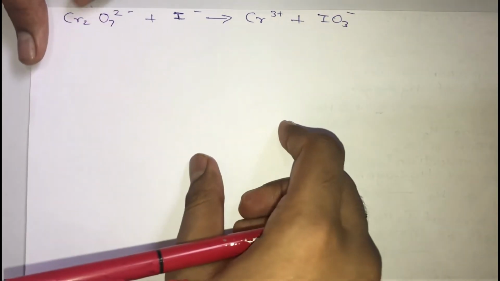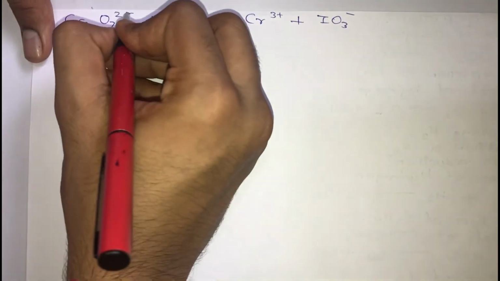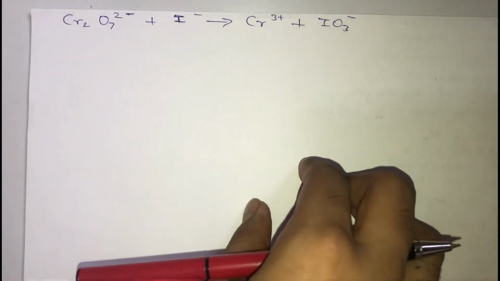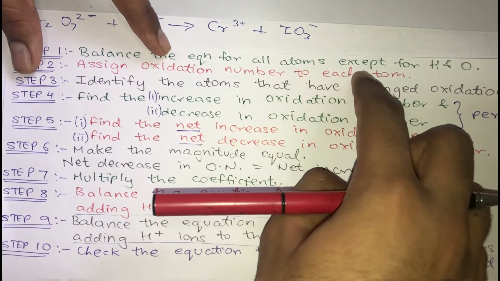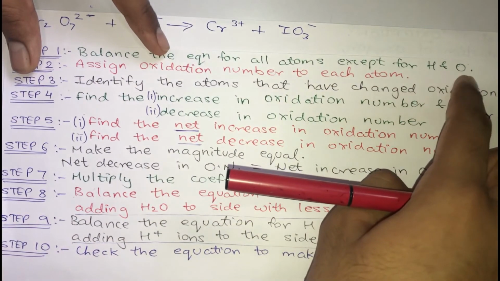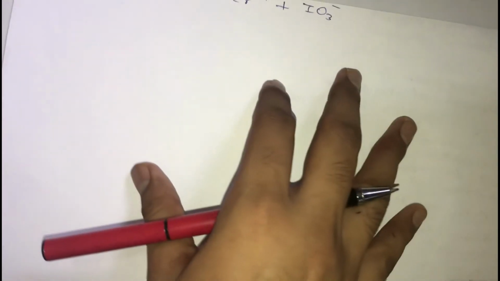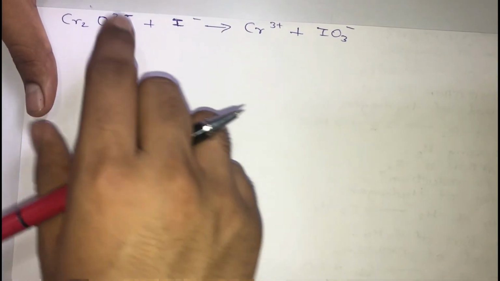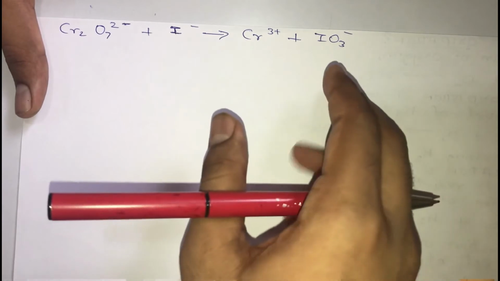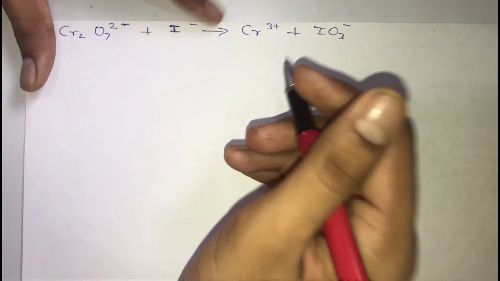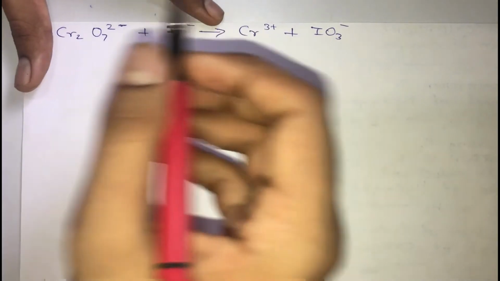Okay, now let us see what is the first step. The first step tells us to balance the equation for all atoms except for hydrogen and oxygen. So we don't need to care about the number of atoms of oxygen in this equation, or even if hydrogen was present. You need to balance the other atoms except for oxygen and hydrogen.